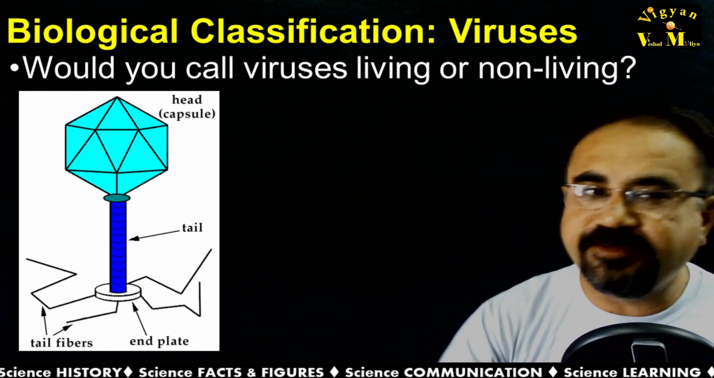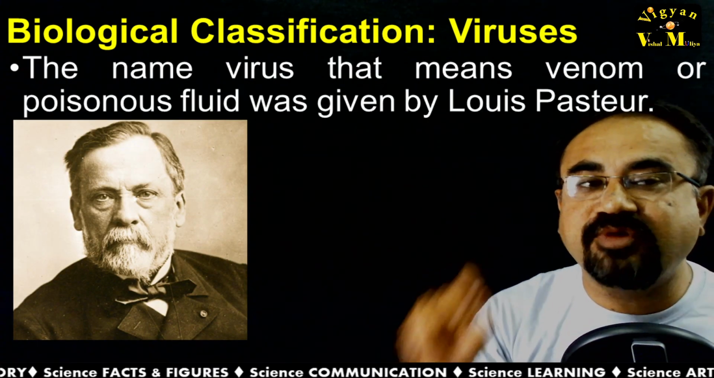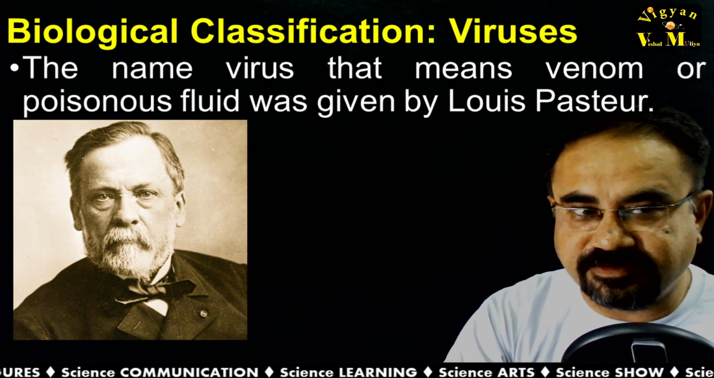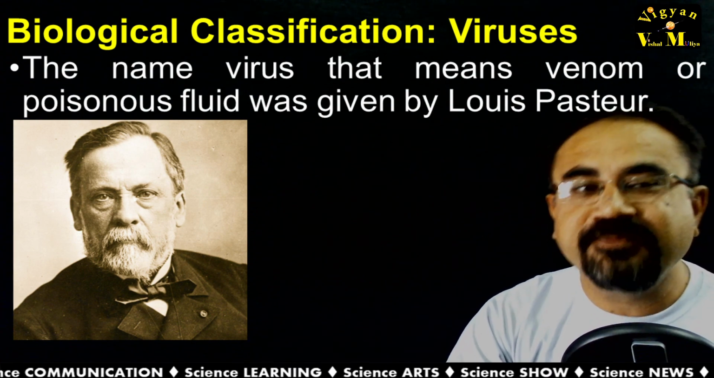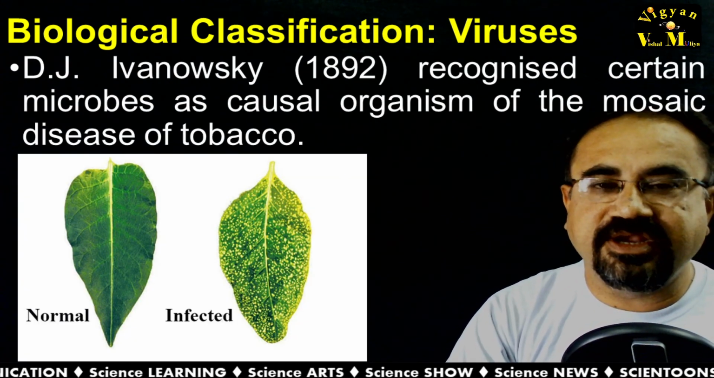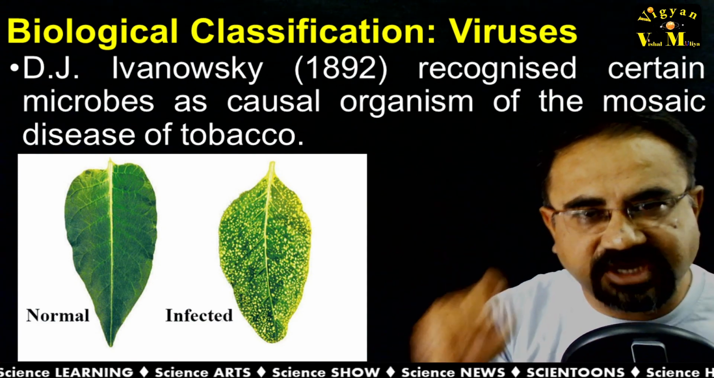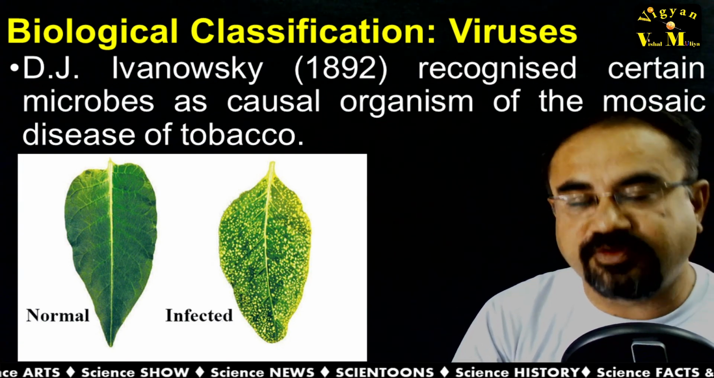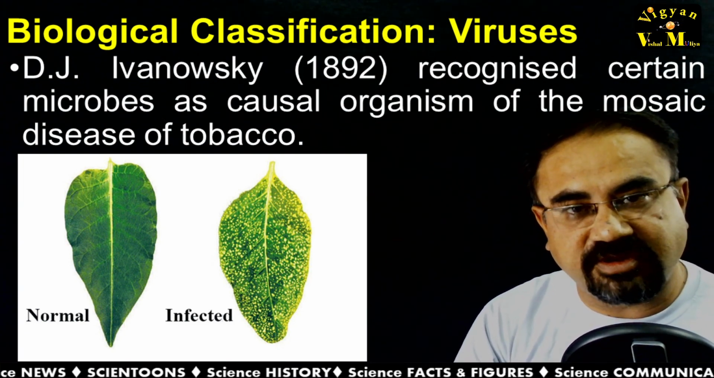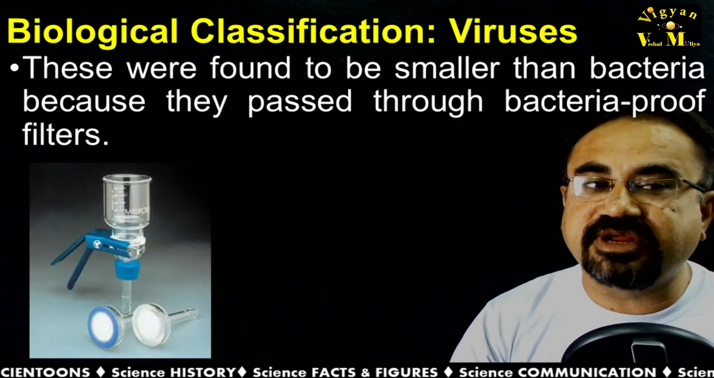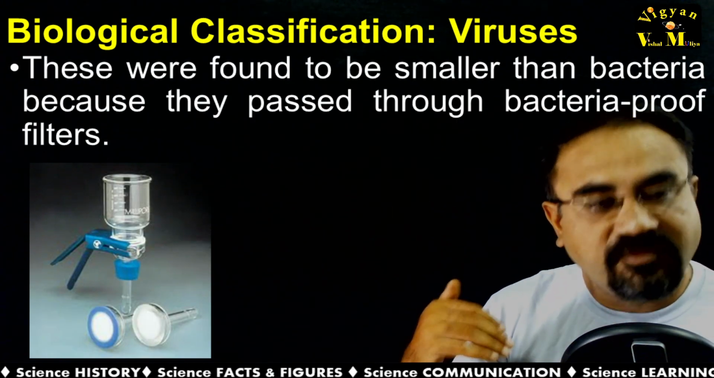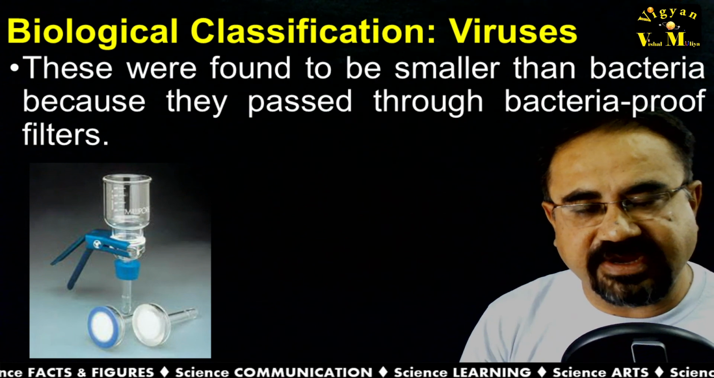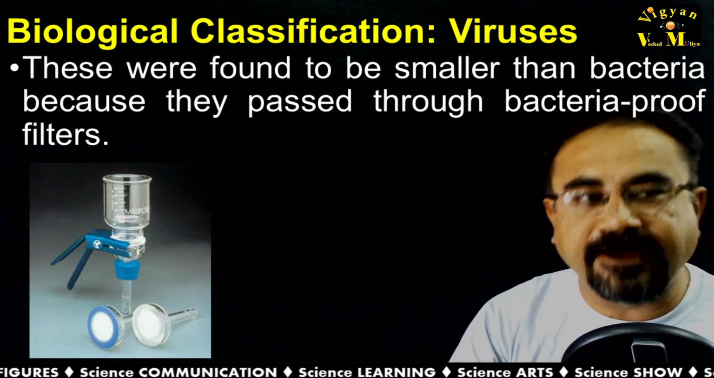Let me go through the history. The name virus means venom or poisonous fluid, and that is what was described by Louis Pasteur, one of the well-known scientists in biology. D.J. Ivanowsky in 1892 recognized certain microbes as the causal organism for mosaic disease in tobacco. This causal organism passed through the bacterial filter, so it is smaller than bacteria. And we know very well now they are very much smaller than bacteria.